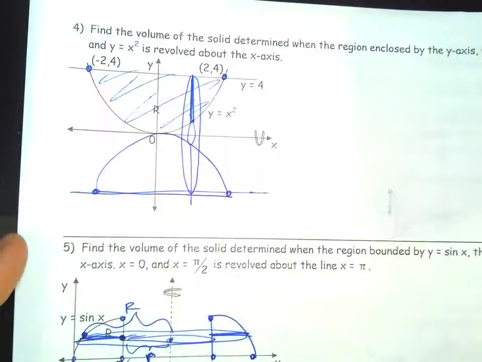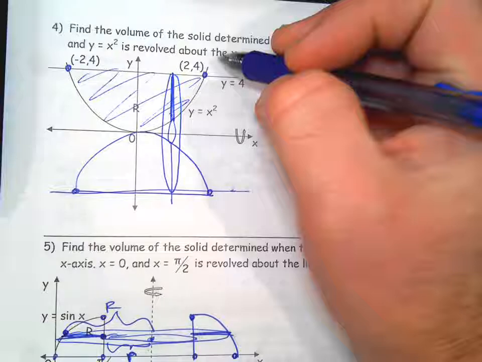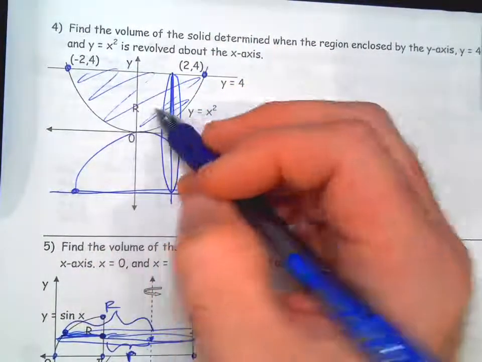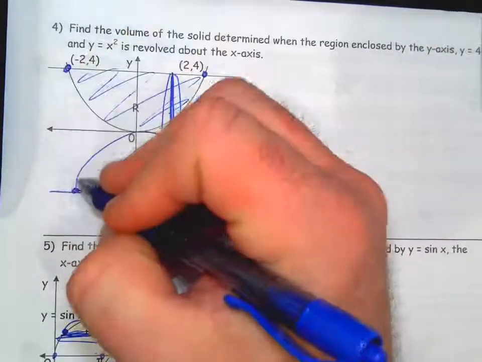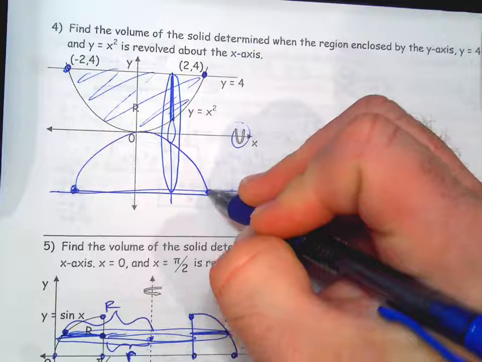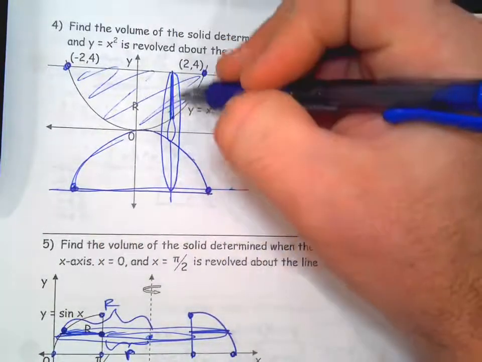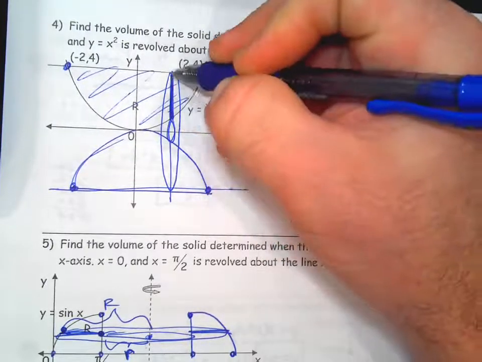Okay, so this one, y equals x squared parabola. Y equals 4 is a horizontal line. So this is the original region, and we're spinning it around the x-axis. So I take the corners, and I transfer them, and I draw the other half, and I draw one slice vertical, perpendicular to the axis of rotation. Turns out vertical this time.